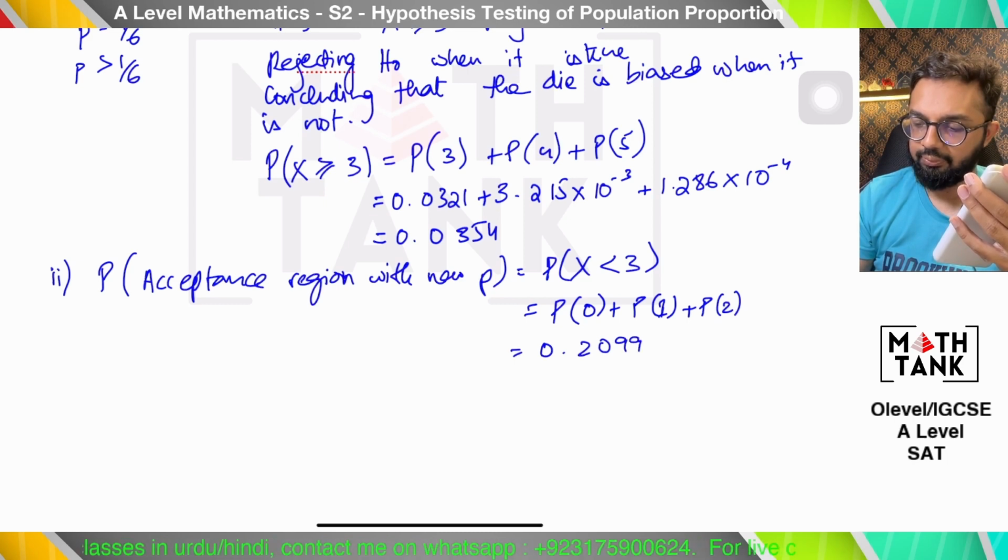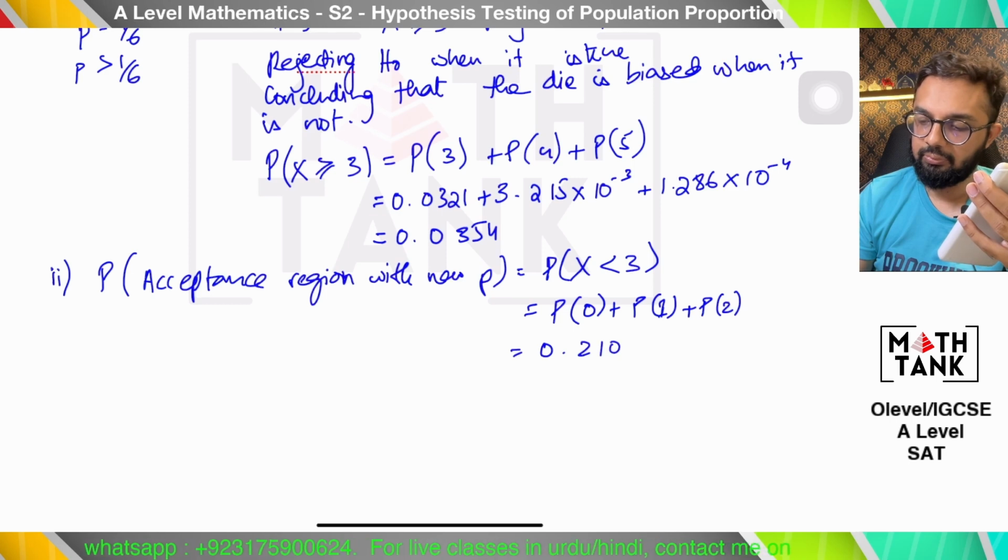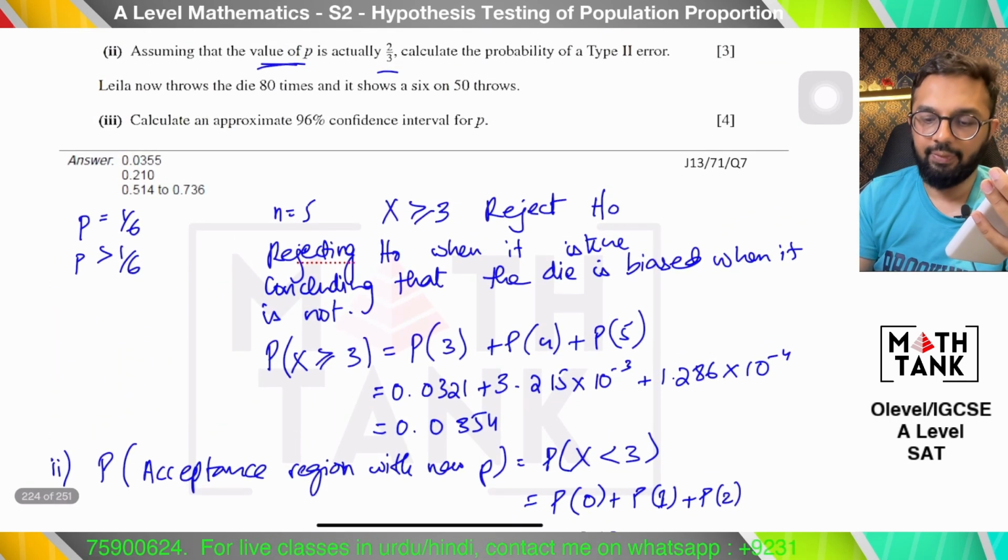0.2099, or 0.210 rounded to three significant figures.